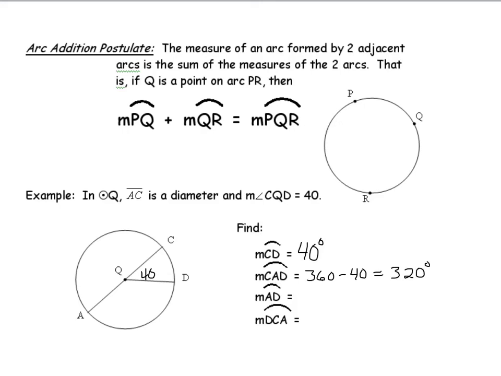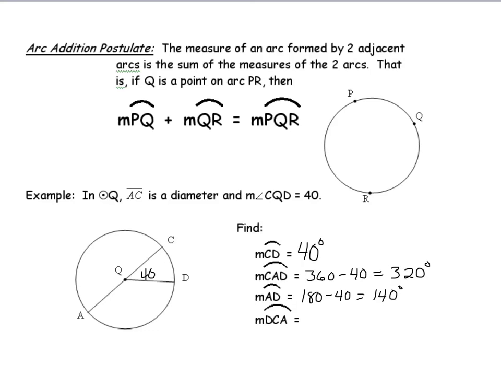For arc AD, from A to D, what I notice is from AD to C, that's a whole 180 degrees for a semicircle. I don't want the whole semicircle. I want 40 degrees less of it. So to find the measurement of arc AD, I would take 180 and subtract off the 40 that I had already, and that would give me 140 degrees.